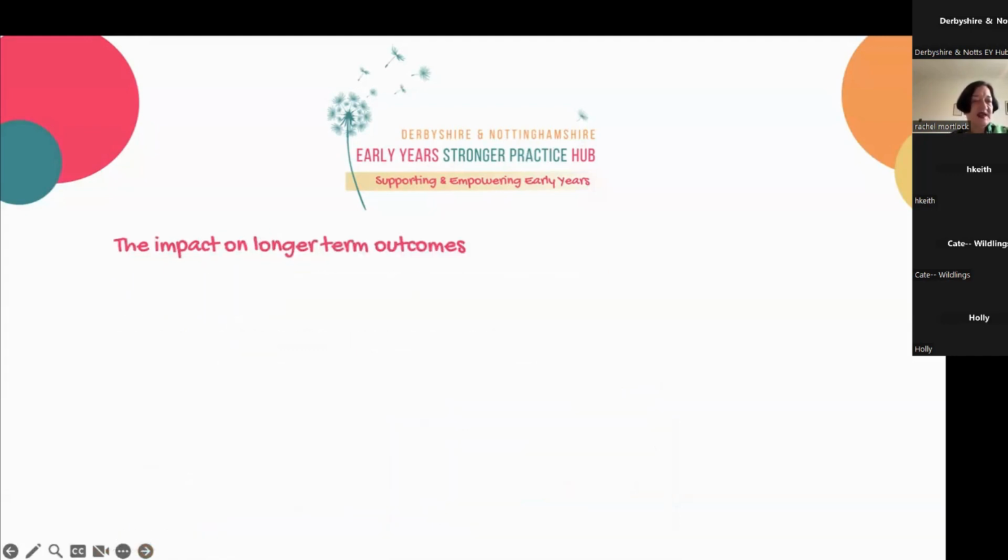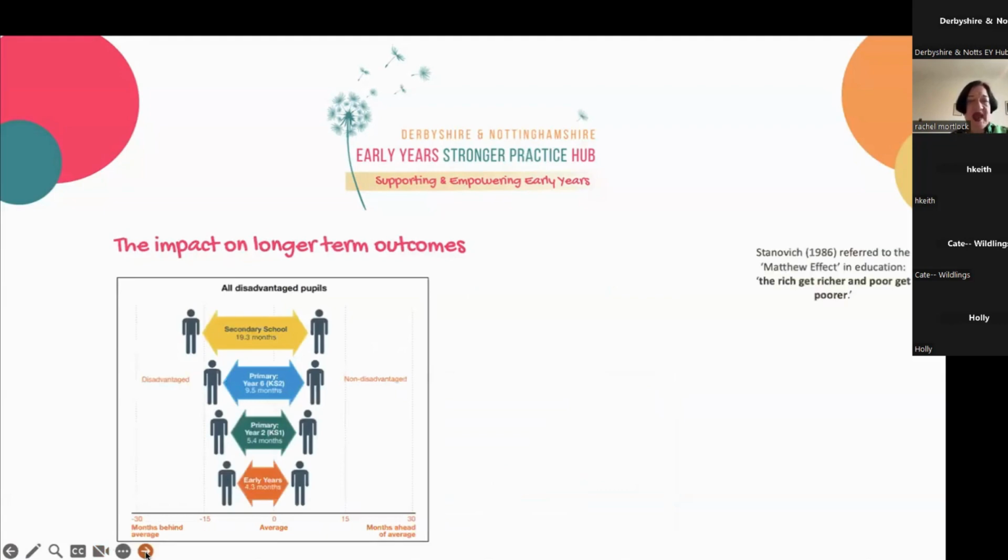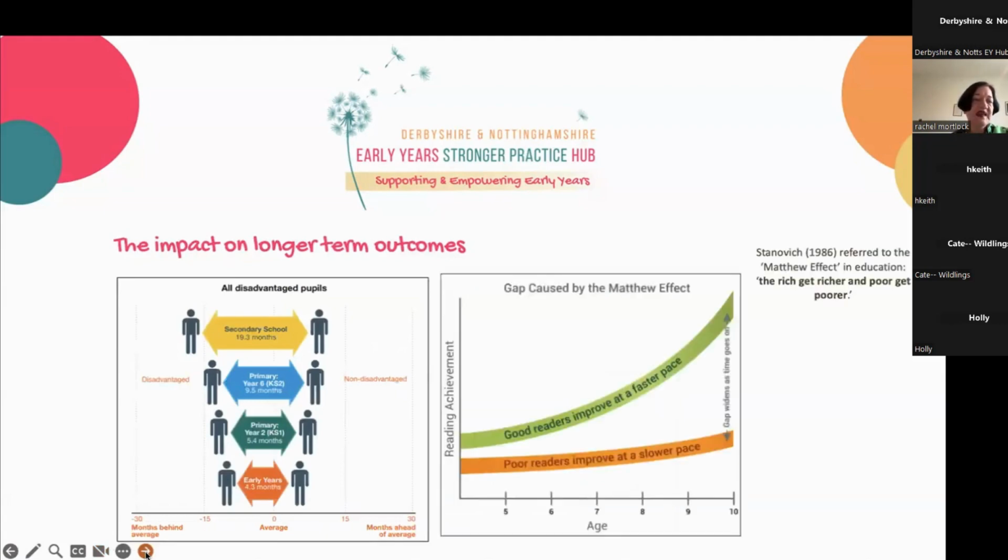We've got another slide that talks a little bit more about the impact on disadvantaged children. And it's not something that's new. What it talks about is that once children start school and they're at the age of 5, good readers improve at a faster pace than poor readers. So how can we address that?